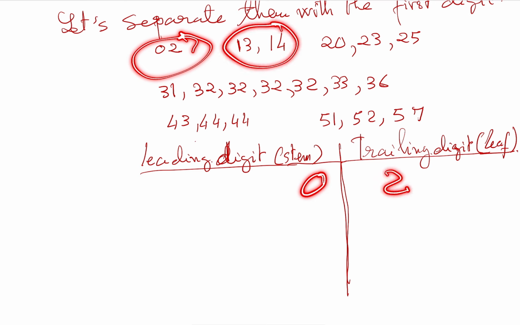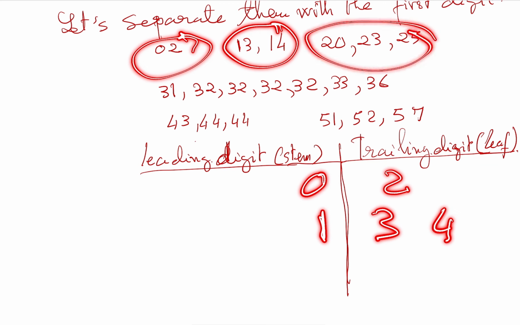And if you look here, the first number is 1. Write down 1 for the stem, and the digit is 3. And the next one is 4. Write down 4 here. That's the way it works. The stem is 2, and the leaf is 0, 3, and 5. You see how easy it is?